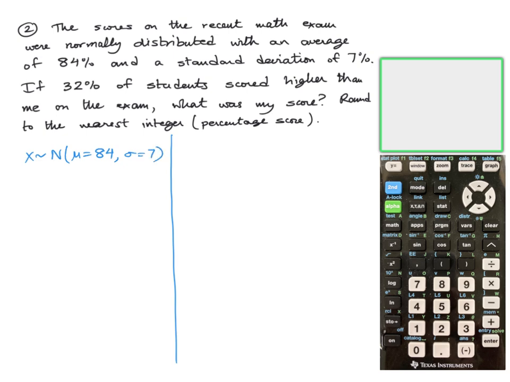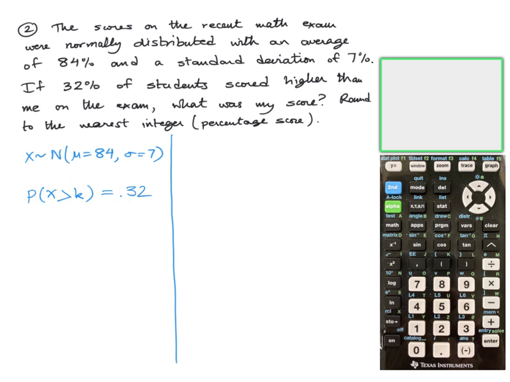And I know that 32% of students scored higher than me. So I know that the probability that x, which is the whole population, the students in general, scored higher than, I don't know what my score is, so let's just call it k, that probability is 0.32. So this is saying, of the entire population of students, those that scored higher than my score, whatever that might be, the probability of randomly picking somebody else who scored better than I did was 0.32. Now, the inverse normal cannot handle this.